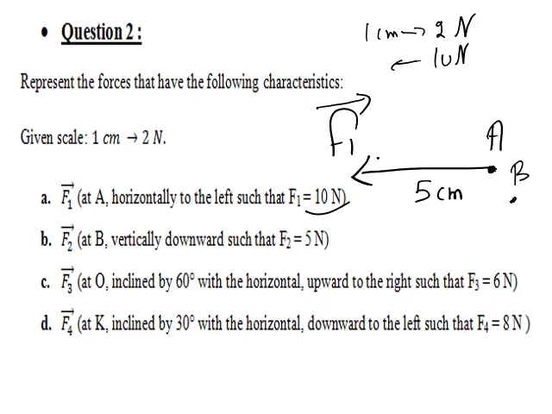So 1 centimeter gives 2 Newton. Here we have 5 Newton. It's equal to how much? It's 5 times 1 divided by 2. It's 5 divided by 2, so it should be 2.5 centimeters vertically downward. This is vertically downward, 2.5 centimeters downward, and this is F2.